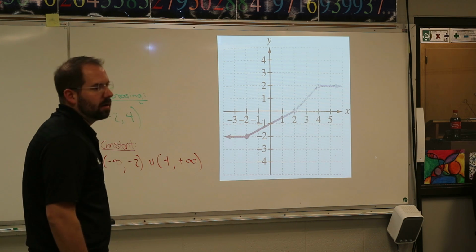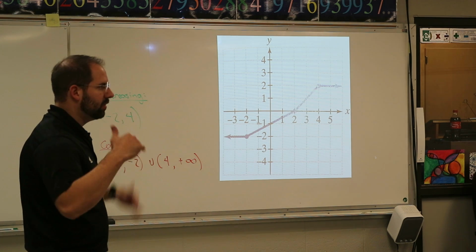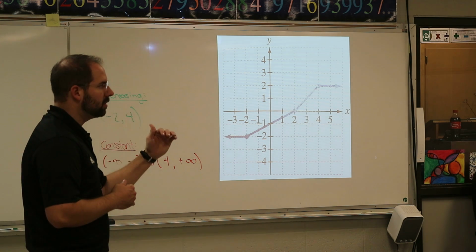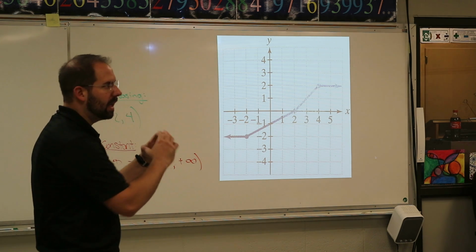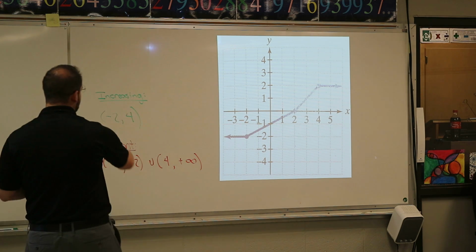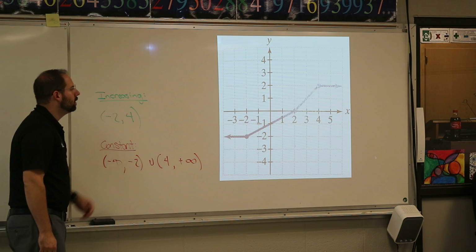Questions on how I did that? Like how I did the constants where it leveled off. Notice that when I write my parentheses, it's always the smaller number on the left, bigger number on the right, anytime you write them. So just be careful of that. Some people start flipping these around and they start counting wrong.